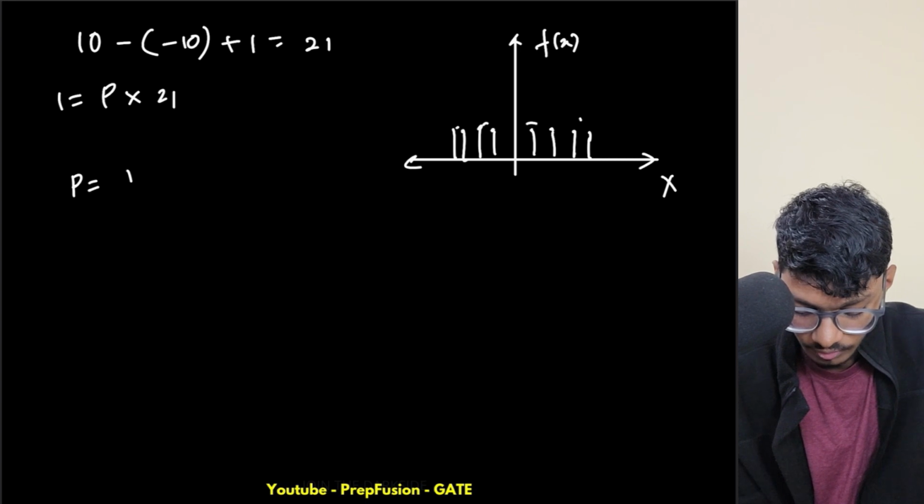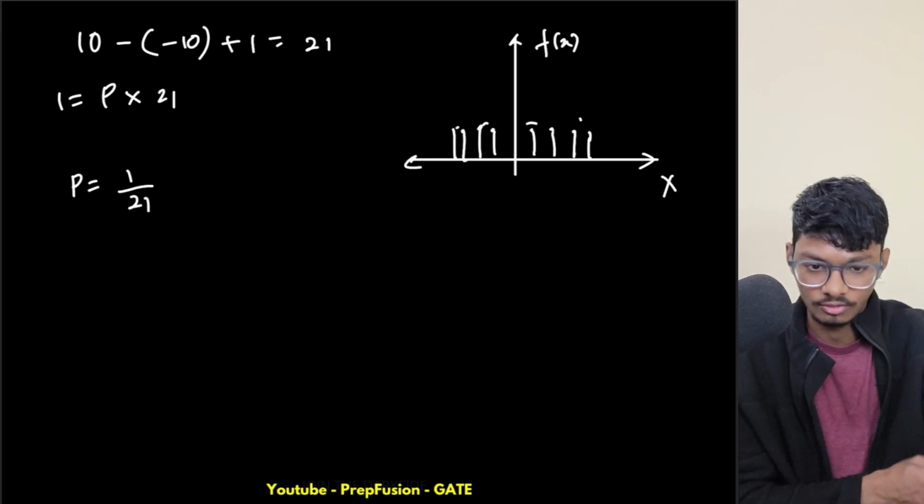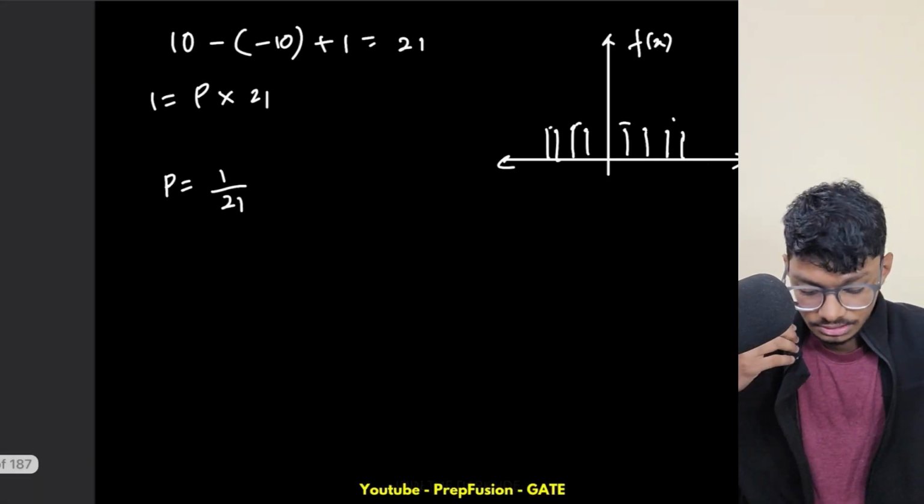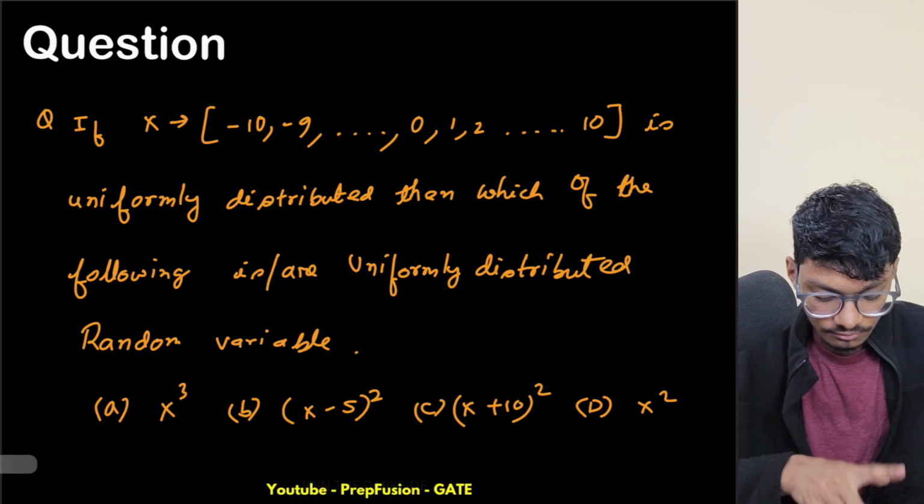So my p will be 1 by 21. This is the starting case, and obviously it is uniformly distributed, so this will be true. Now let's solve it for the 4 options here.